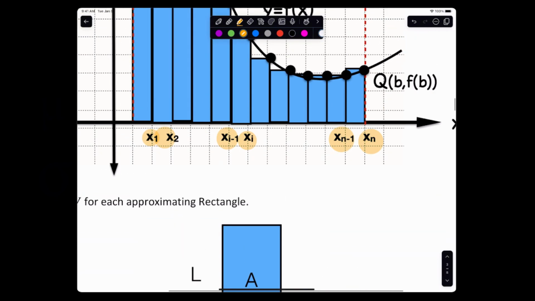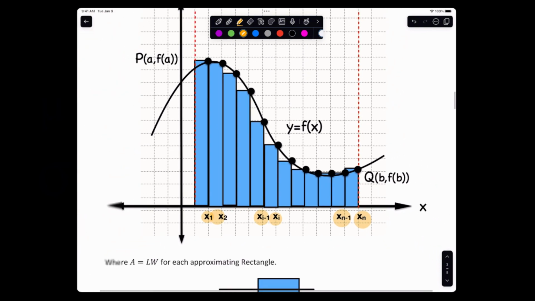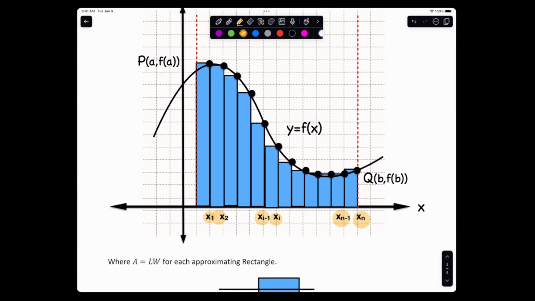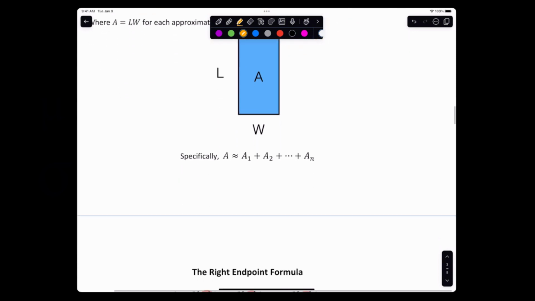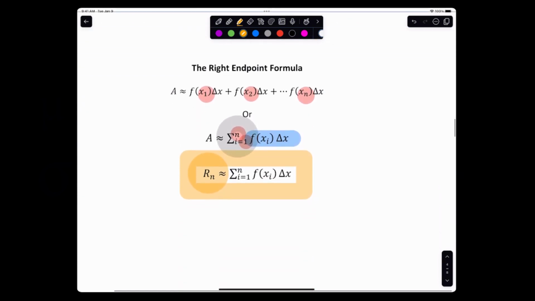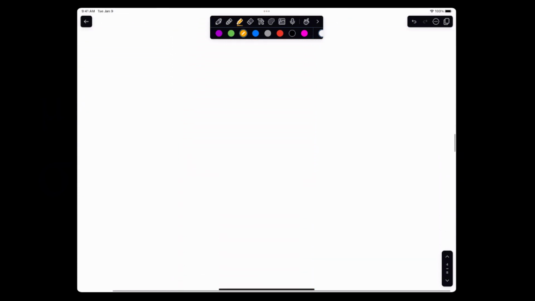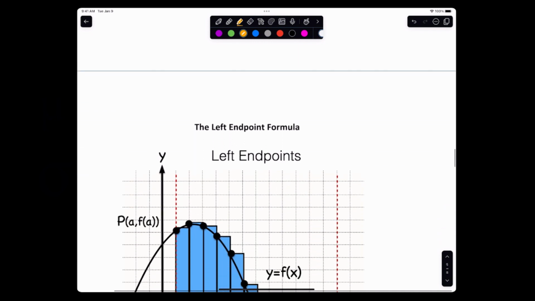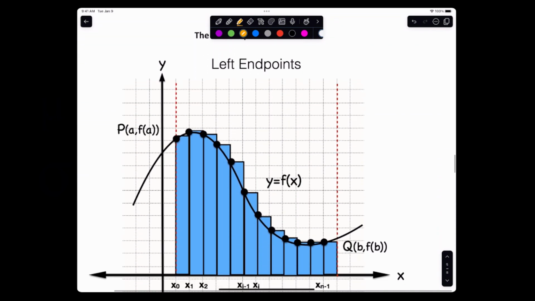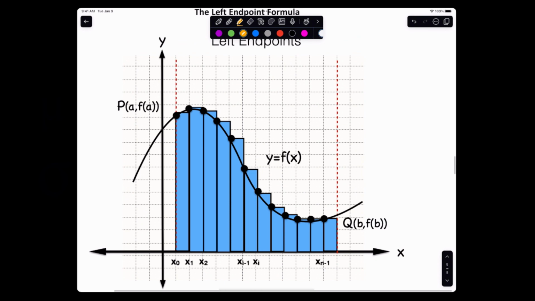All right, you guys okay with that? Anybody have any questions on that? This is a way we can approximate the area. All right, right endpoint formula. You go, what about the left endpoint formula? We started talking about that.